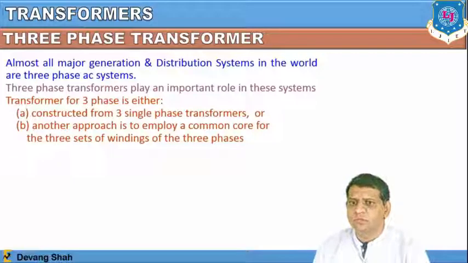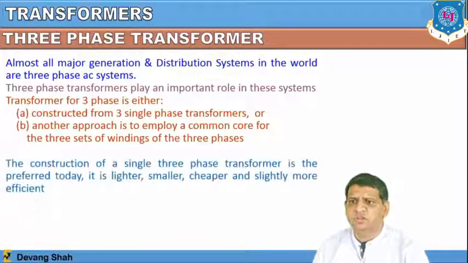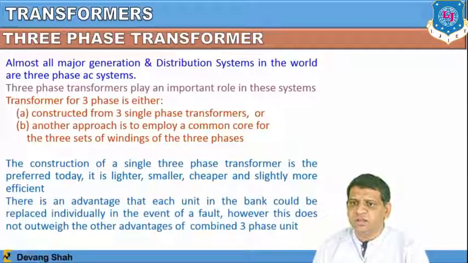The three-phase transformer plays a very important role, where it is constructed from three single-phase transformers, or another approach is to employ a common core for all three sets of windings of the three phases. The construction of a single three-phase transformer is preferred today because it is lighter, smaller, cheaper and slightly more efficient. There is an advantage that each unit in the bank could be replaced individually in the event of a fault. However, this does not outweigh the other advantages combined with the three-phase unit.